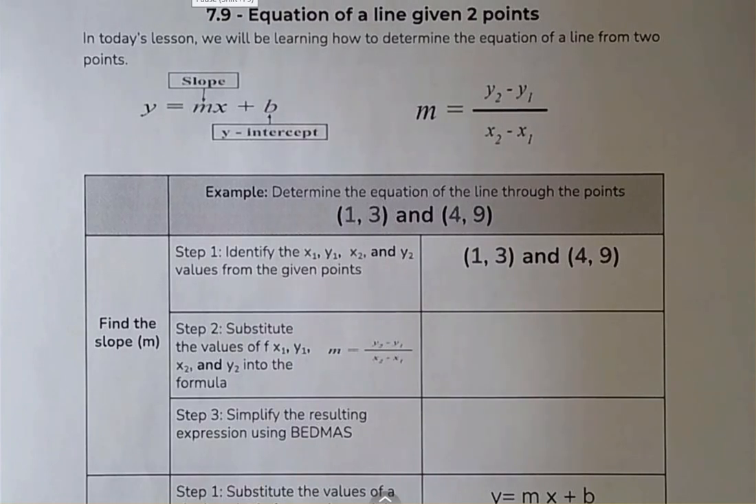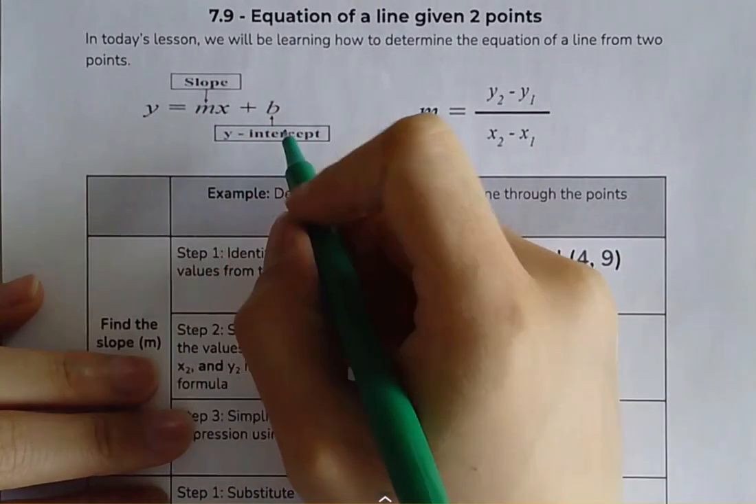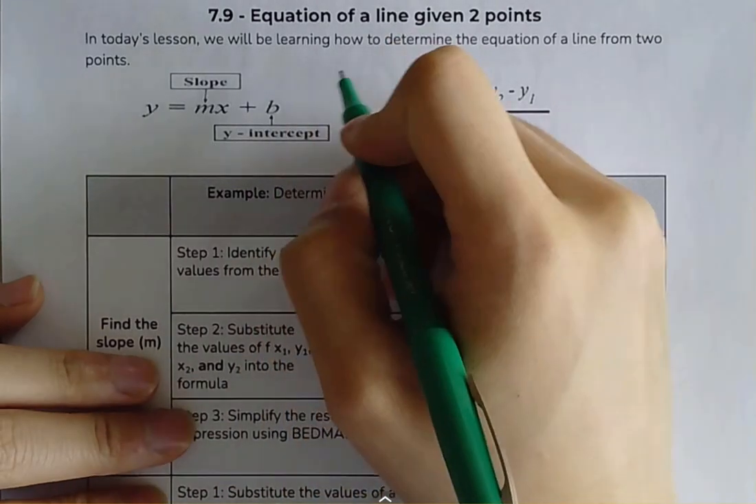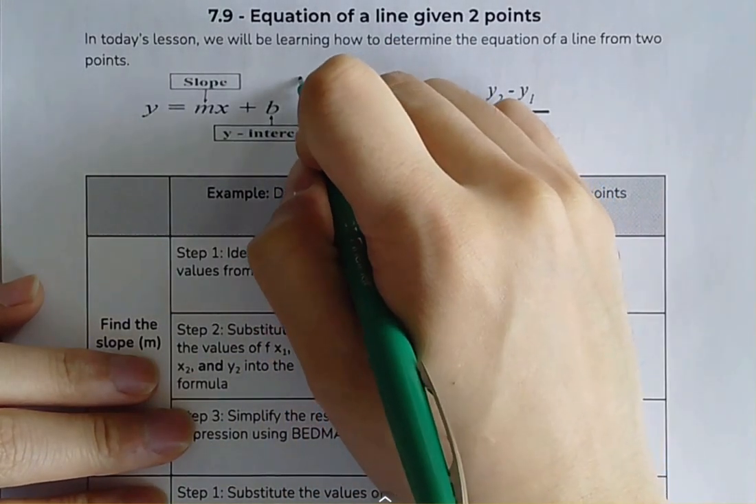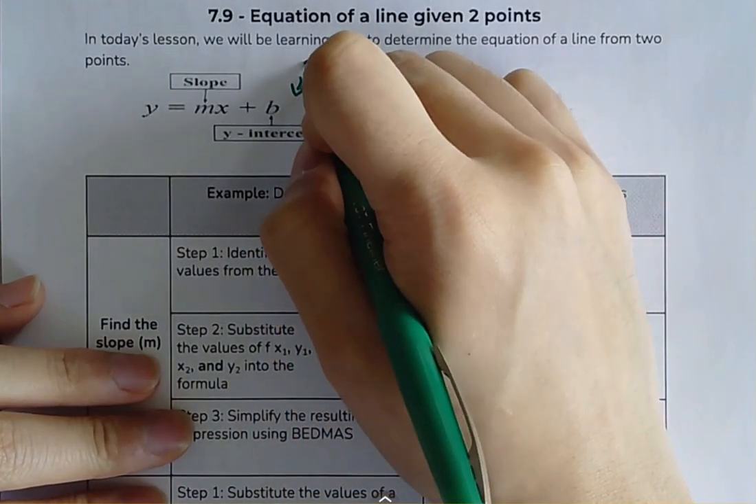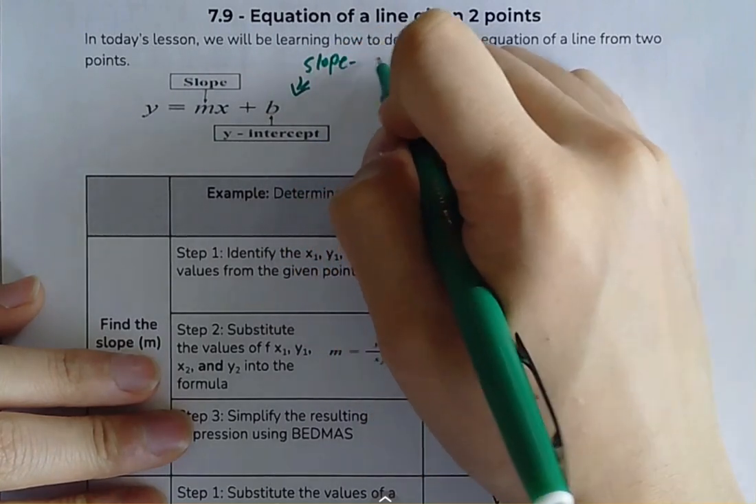Hello, this is Mr. Yoon, and in today's lesson, we are going to be learning about how to come up with the equation in the slope-intercept form when we're given 2 points. So just a reminder that the slope-intercept form looks like y is equal to mx plus b. So this over here is the slope-intercept form.